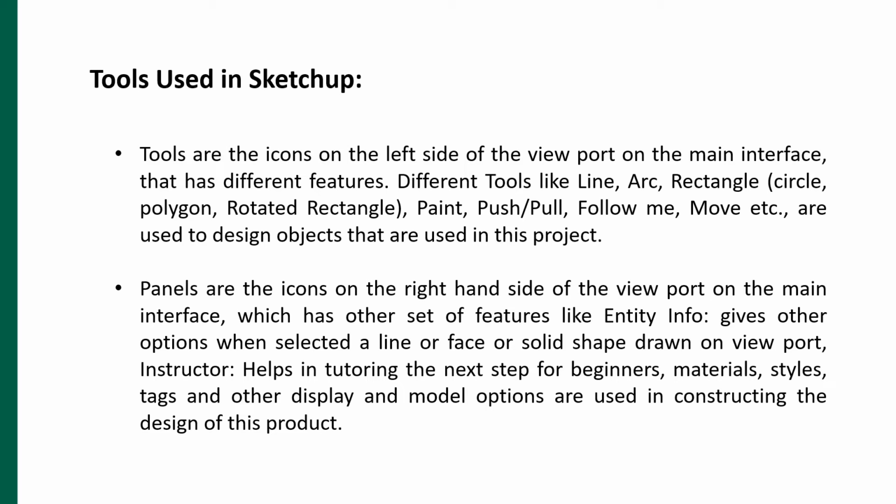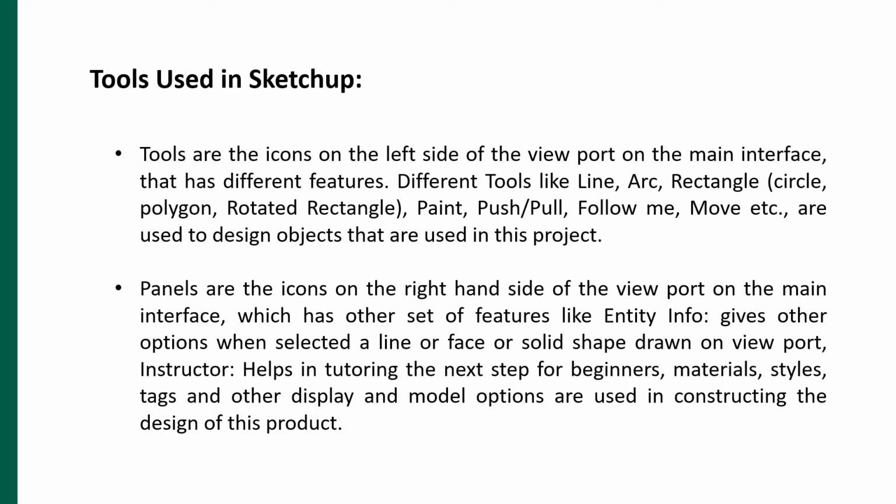The line tool is used to draw lines in the 3D view. The arc has a radius and an angle. Rectangle draws a rectangle of given dimensions. It has subtools like circle, polygon, and rotated rectangle.